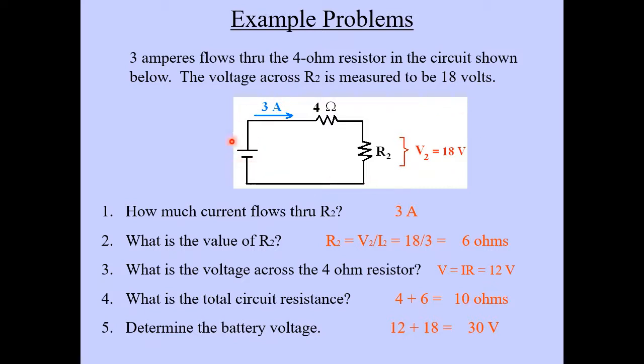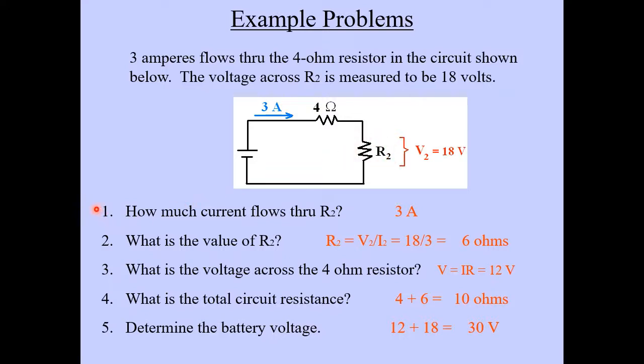We have a battery, but we don't know what the voltage of the battery is. We have a 4 ohm resistor here. We have 3 amps of current flowing here, and we have an unknown resistance here, R2, but we know that the voltage across R2 is equal to 18 volts. So let's go ahead and answer 5 questions, which will ultimately lead us to figure out what the voltage of the battery is and also how many ohms of resistance this resistor has.